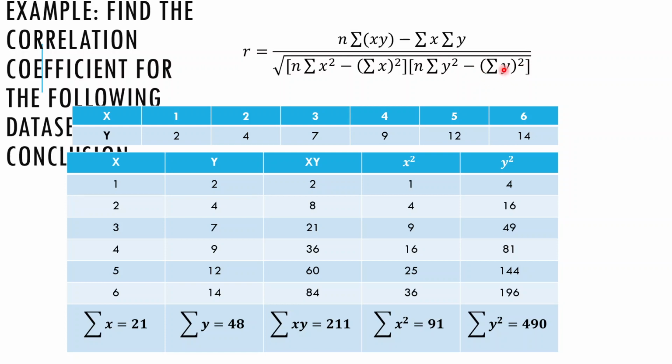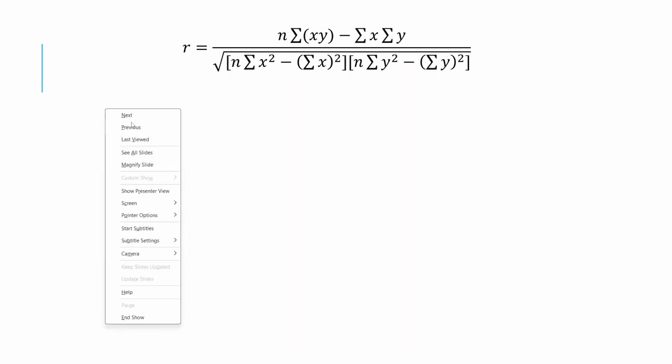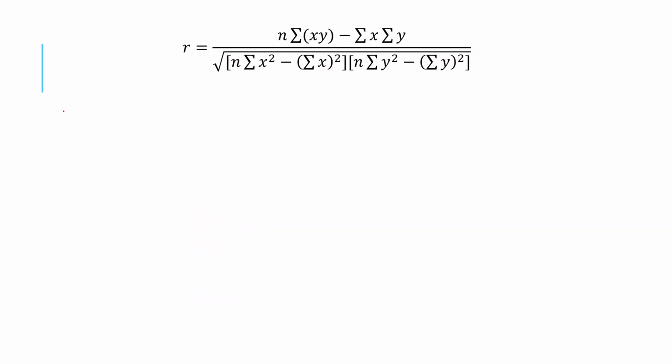Okay, let's do the formula. From this formula, then just plug in our values. So we have our n is 6. Sum of xy from the table, that will be 211, minus sum of x, which is 21, times sum of y, which is 48. And that's all over the square root.